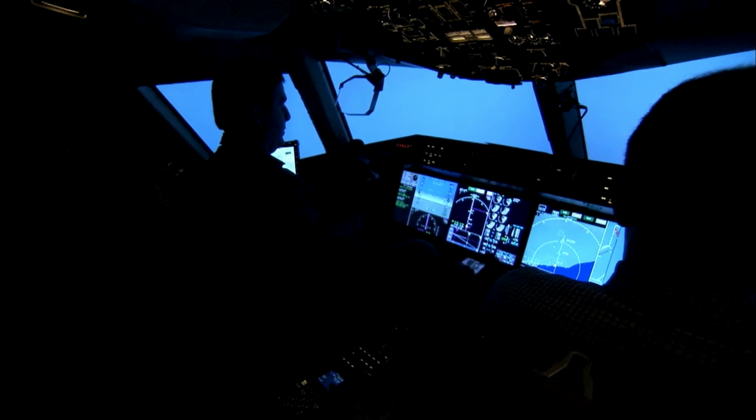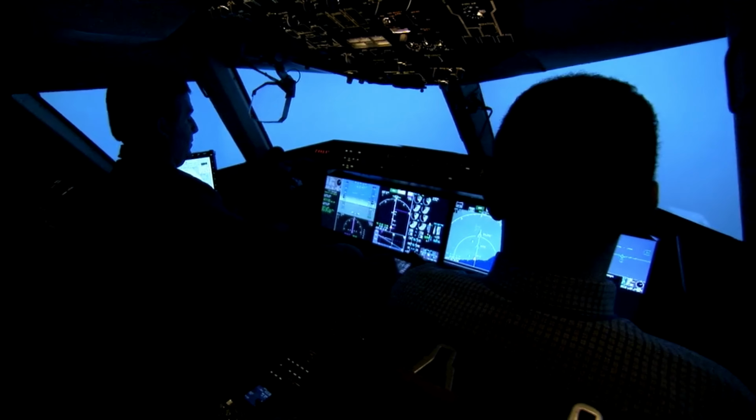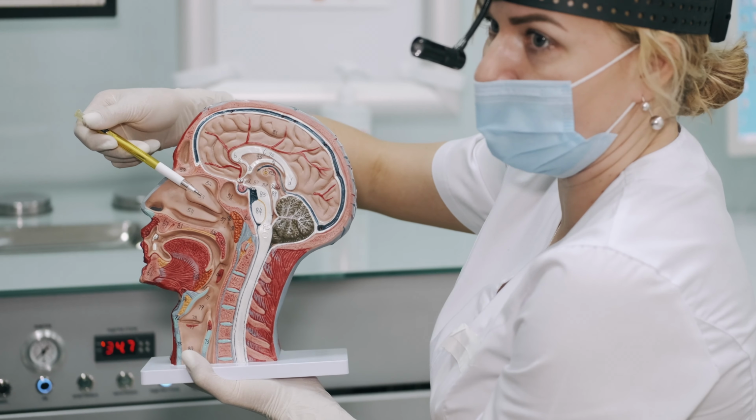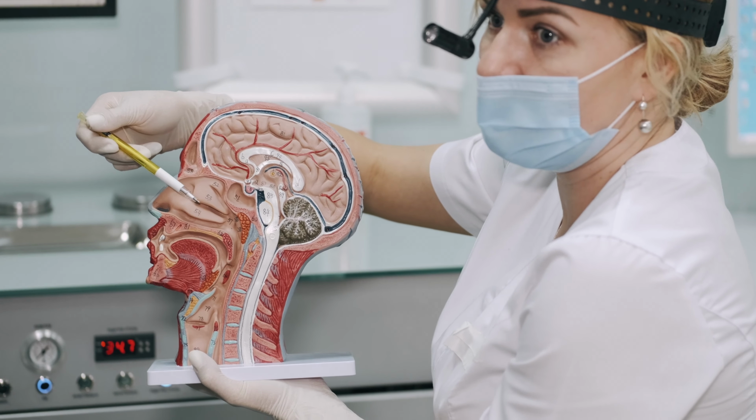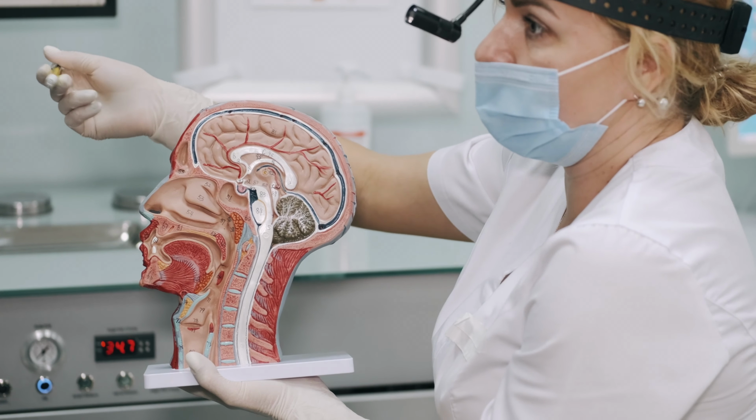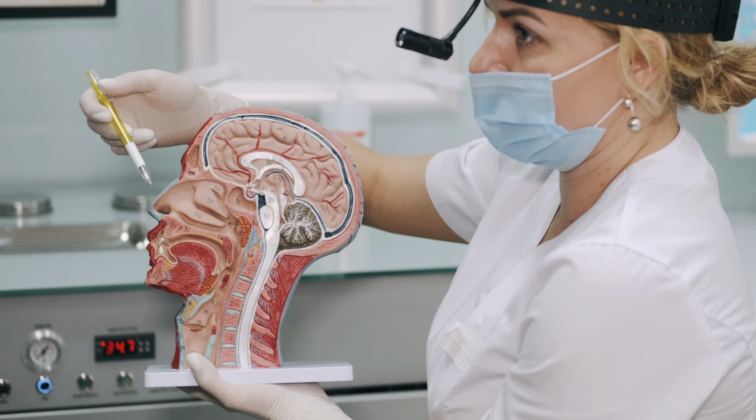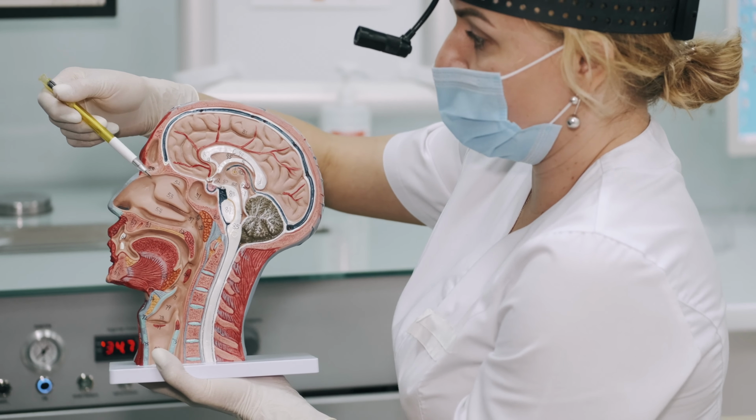Just like how a pilot can use a flight simulator to practice flying a plane, surgeons can use this technology to rehearse the surgery before they even step into the operating room, improving their confidence and revolutionizing surgical education.